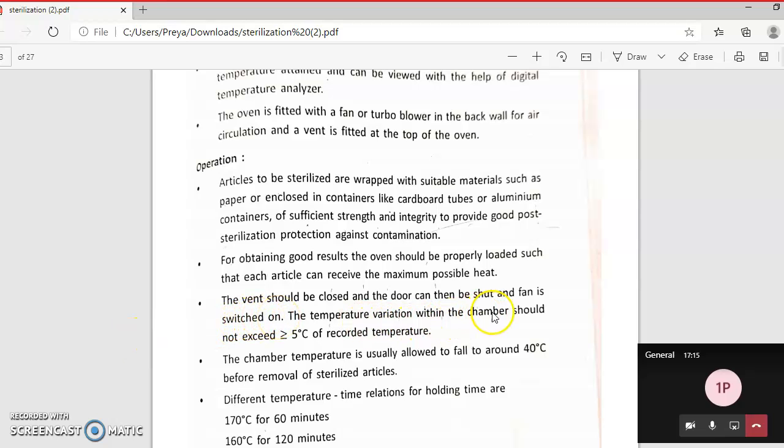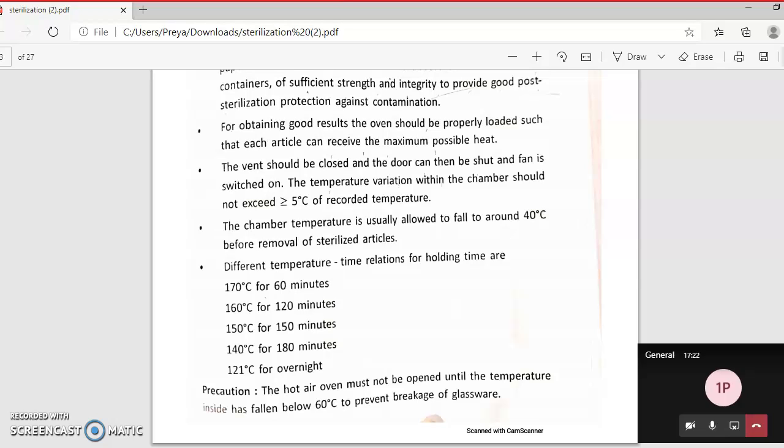Now temperature variation should not exceed 5 degrees, right? You have to keep in mind that temperature variation should not be more than 5 degrees, okay?